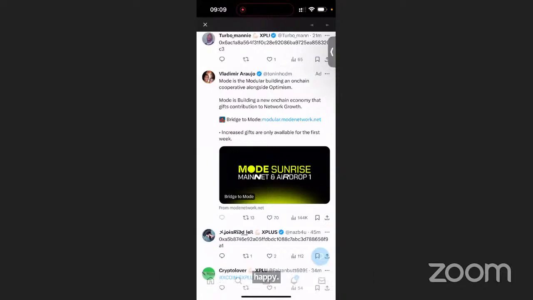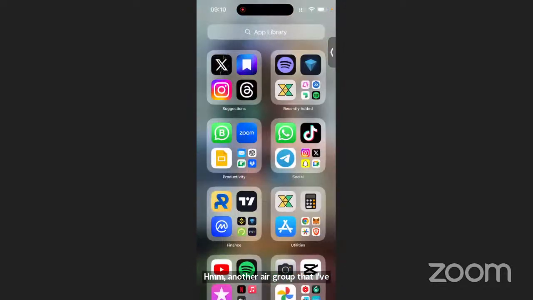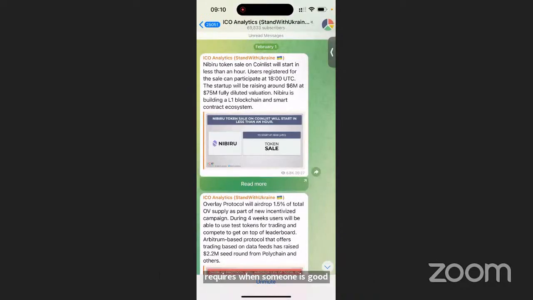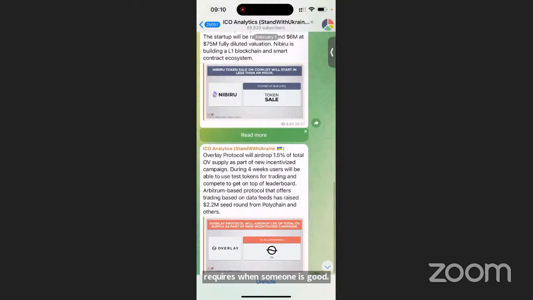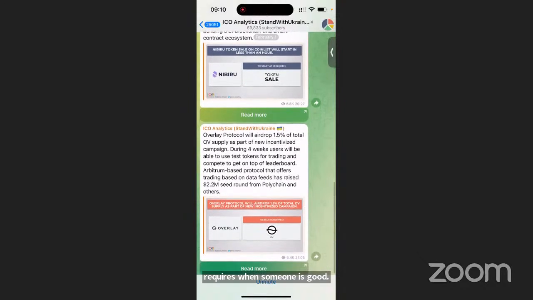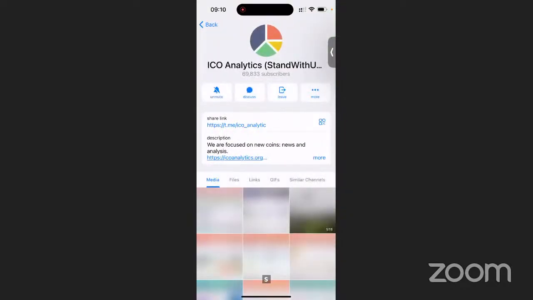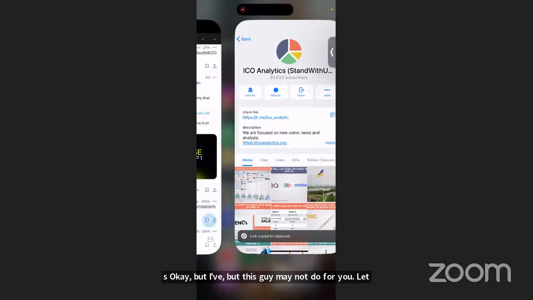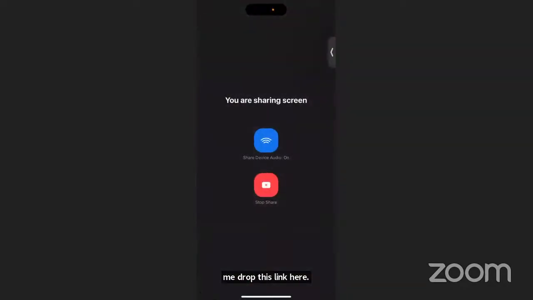Another airdrop that I've already seen, but it requires someone who is good. Okay, but this I may not do for you. Let me drop this link here. I may not do this for you. If you are interested, tap on this link and do it by yourself. Tap on that link, join there.